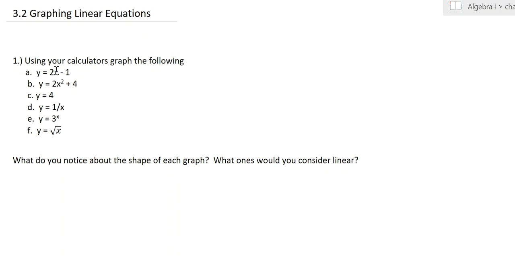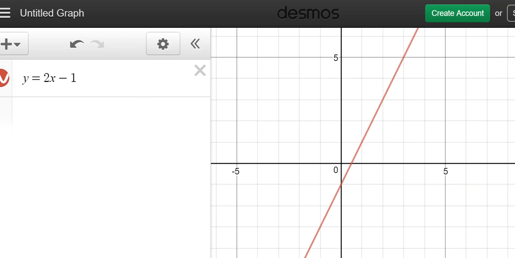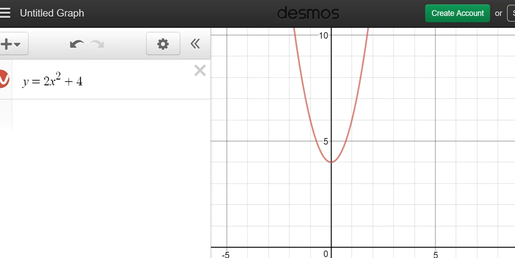What I'm going to do for you guys is that we're going to take a look at these following equations right here, listed A through F. So you can just sit back and watch as I pull each one up. The first equation that we have is y equals 2x minus 1. Again, just look at the basic shape of it as we go on and look at the other ones. This is the second equation, y equals 2x squared plus 4. Notice that's a different shape than the other one.